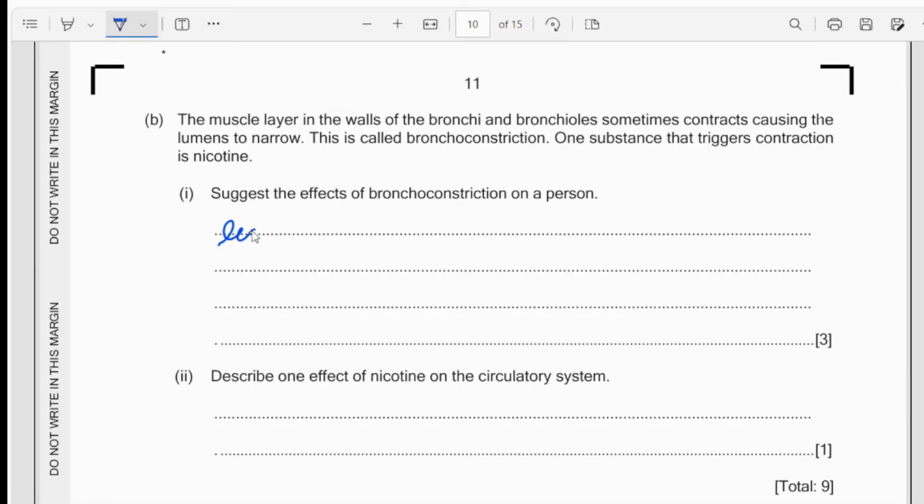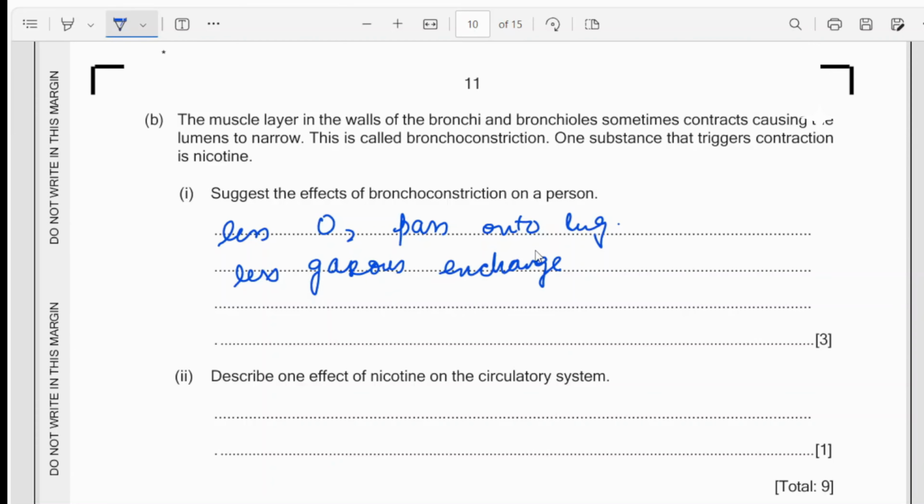Less gaseous exchange. Okay. It can be. Yes, it can be. What else can you write? If there is less oxygen, then there can be less aerobic respiration, which means less energy.